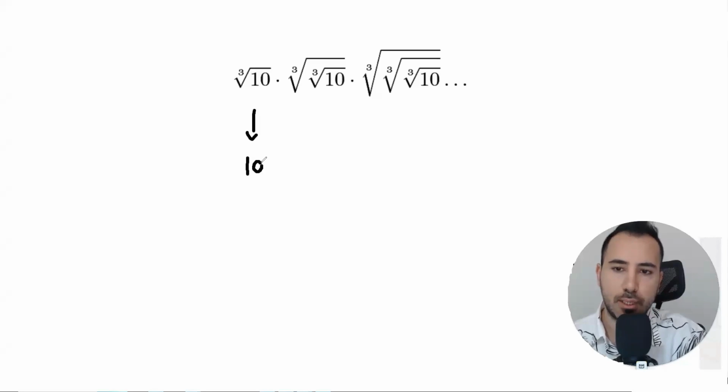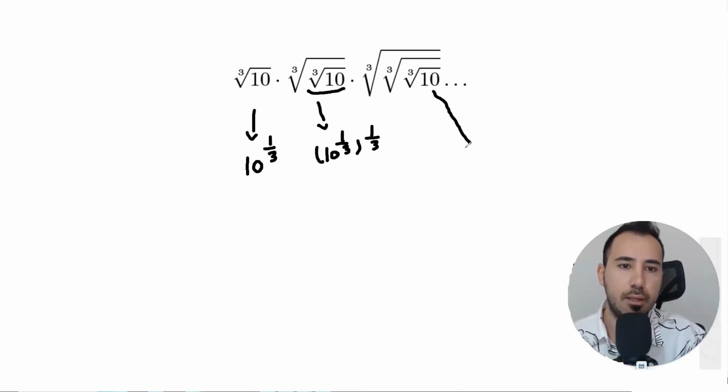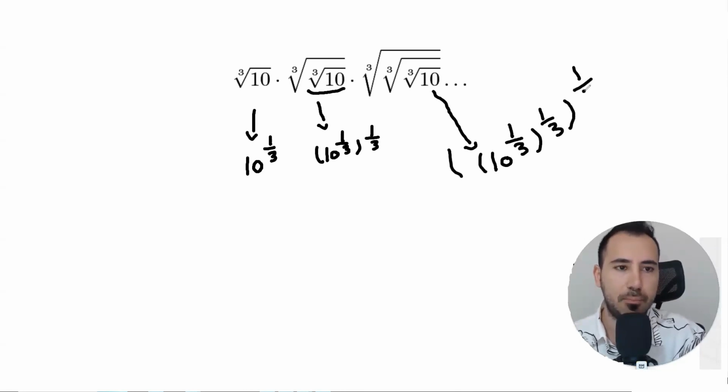So I'm going to write the first one as 10 to power of 1 over 3. This is also the same, 10 to power of 1 over 3. And again, the second radical will give us again 10 to power of 1 over 3. And the next one is going to be 10 to power of 1 over 3, and again 10 to power of 1 over 3. So remember, they're all being multiplied. So the first one, I'm going to write it as is.